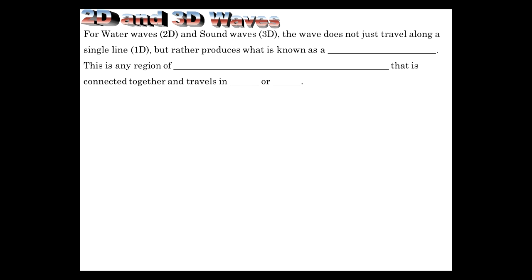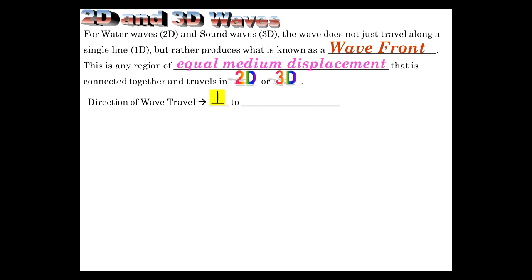So, for instance, a water wave is not just a single-dimensional wave. You have these lines where the wave stretches across the ocean, so to speak. So it doesn't travel along a single line, but makes a wave front. That's any region of equal medium displacement along the medium itself, where the medium is displaced the same amount over a whole region. And that travels in 2 dimensions or 3 dimensions. That's the idea. The direction of the wave travel is always going to be perpendicular to the wave front. And you're actually very familiar with this already.